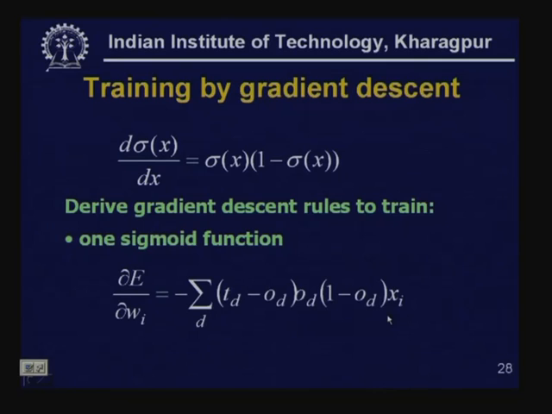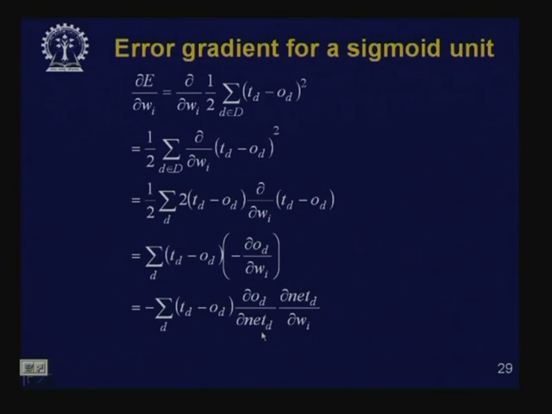Td is the target value of the dth training example. Od is the actual output that we get using the neural network, and Xi is the ith input to which the corresponding weight is Wi.